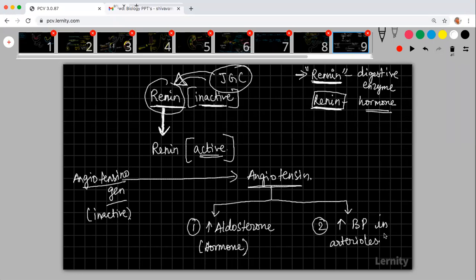It does two things. So what is this angiotensin going to do? It will increase the BP.